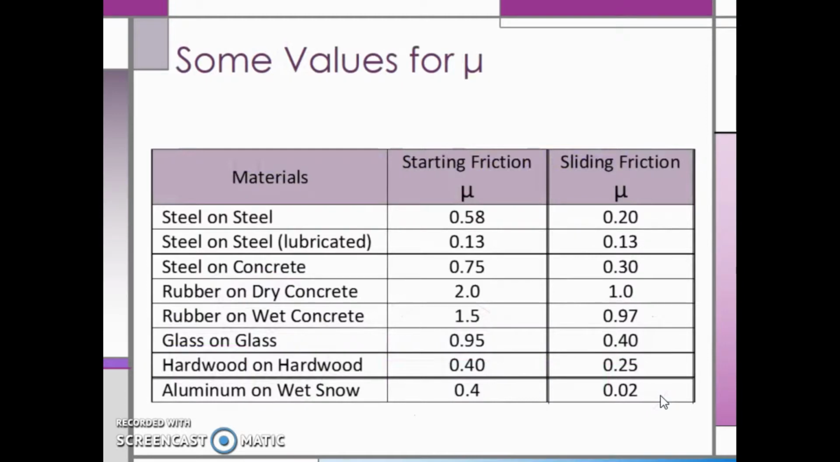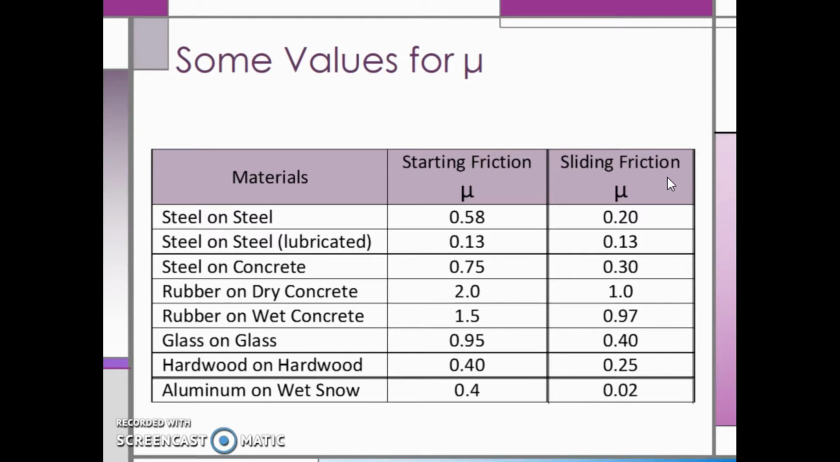In your notes, you see this table. This table gives us some common values for mu. Notice that we have a starting friction and a sliding friction column. You will need to read each question carefully and then decide if the problem is looking at an object that is initially at rest, where you will use starting friction value for mu, or if the object is already sliding and you need to keep it moving, where you will use the sliding friction value for mu.